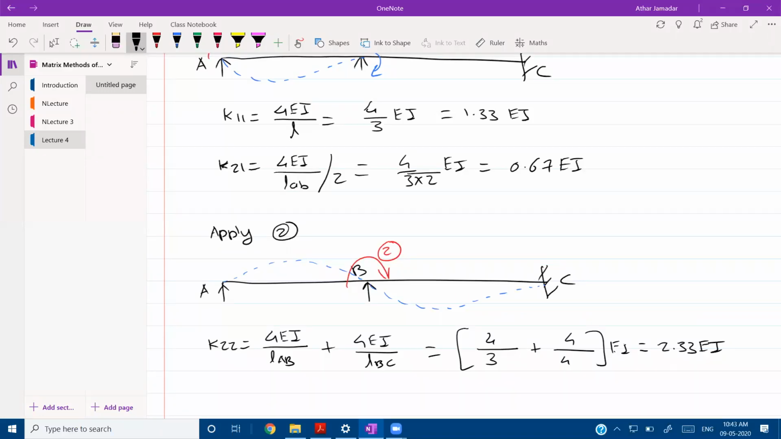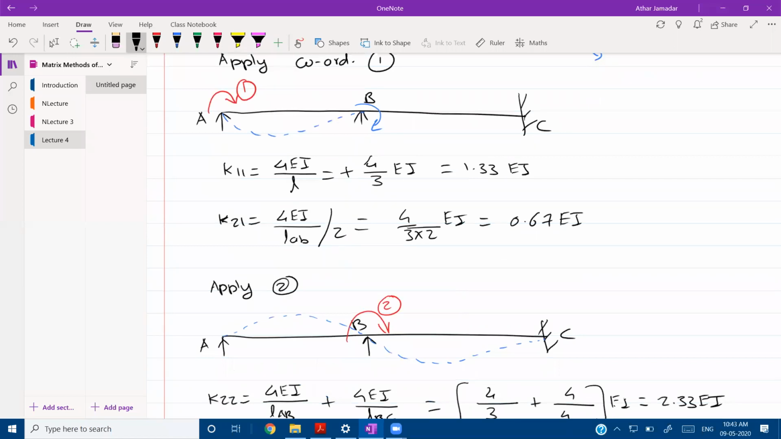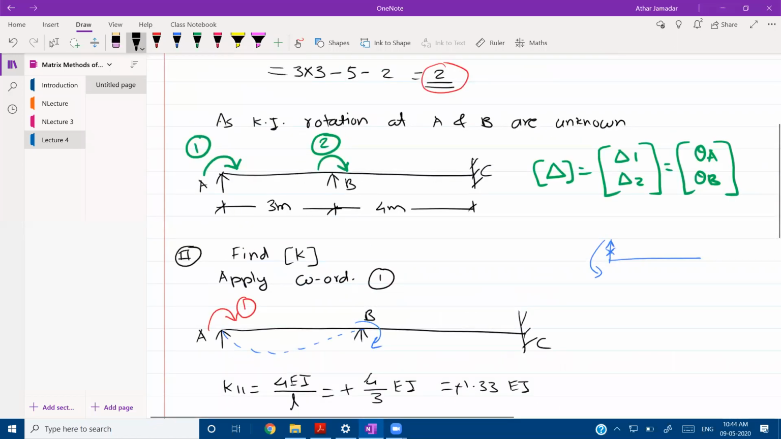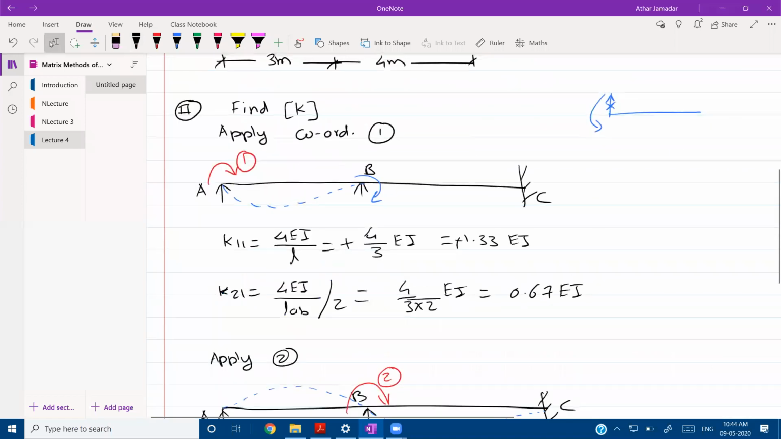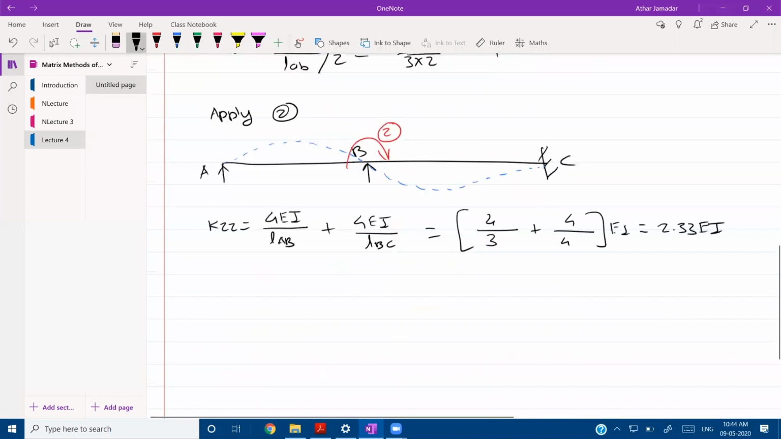Now the sign for this K22, or rather for all, K11: our assumed moment is clockwise. We have also applied a clockwise moment, so this will be positive. Now K21, if you see, the assumed moment at B is clockwise and the generated moment at B is also clockwise. Therefore this K21 will again be positive. Similarly, this K22 will again be positive because our applied and assumed moments are clockwise.